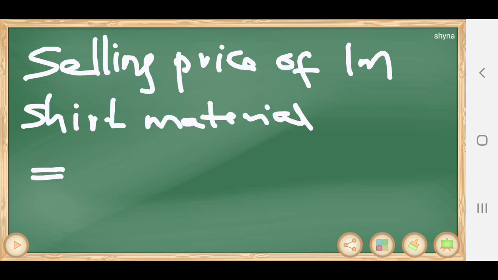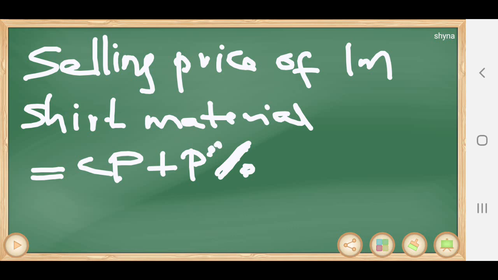Listen, dear children. Selling price means cost price plus profit. While selling, he will get a profit. But the profit amount is not given. Only a profit percentage is given here. That is, while selling, he has to get more than the cost price.